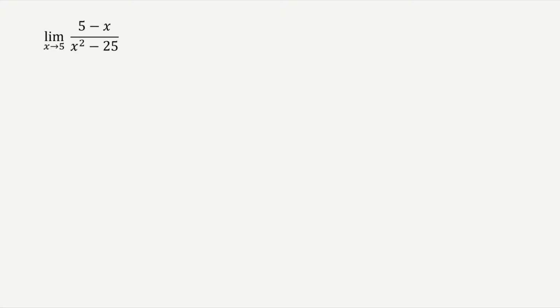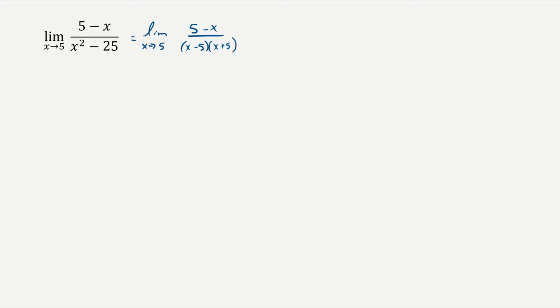And we can see that when we try direct substitution, which we should always try first, we get a 0 in the denominator because 5 squared is 25 and 25 minus 25 is 0. So we have a problem. But we can see that it appears that the denominator factors with a difference of squares, so we want to try that first. And we end up with x minus 5, x plus 5.